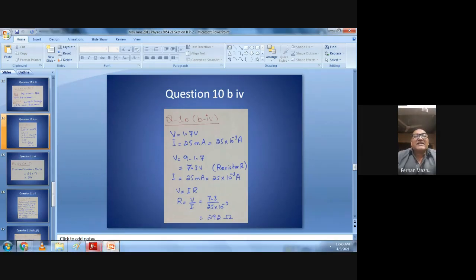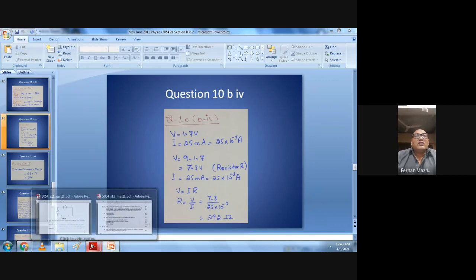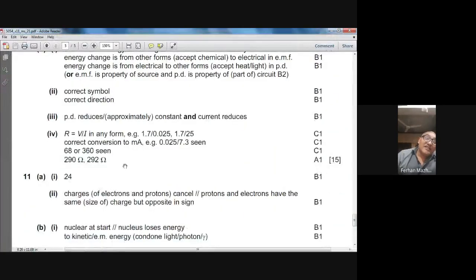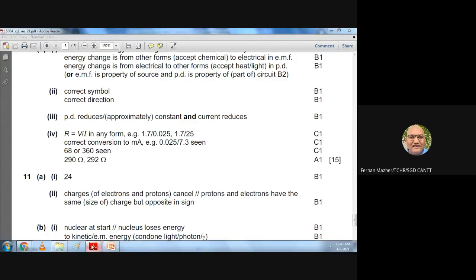Let me check the marking scheme also. So it says 292 ohm will be the right answer. I hope you will be able to do this. It's a very good numerical. 292 ohm is the final answer. So have a good look at the marking scheme. So we are done with question number 10. Let's go to the next question.